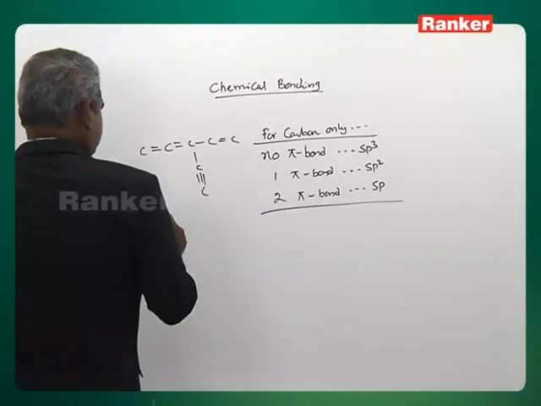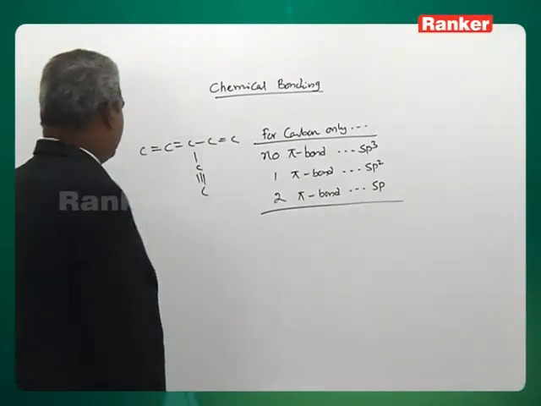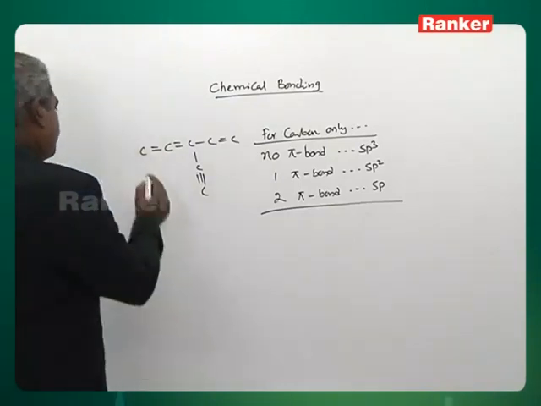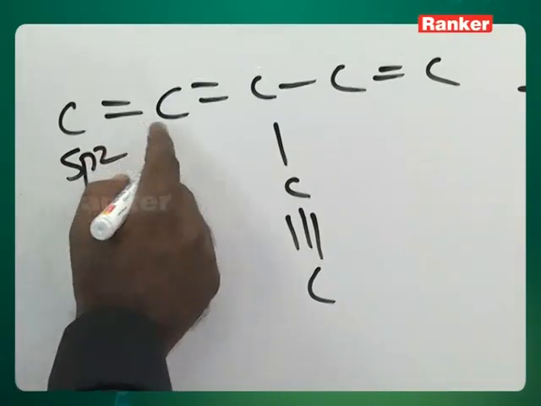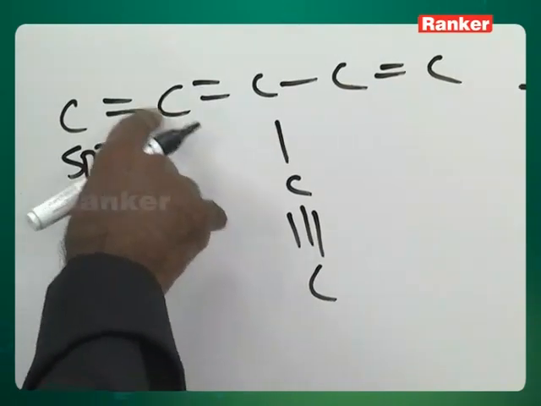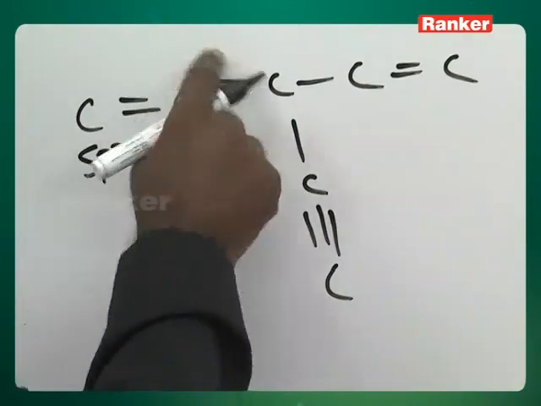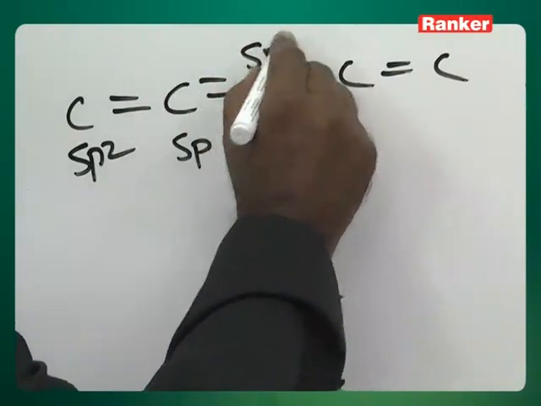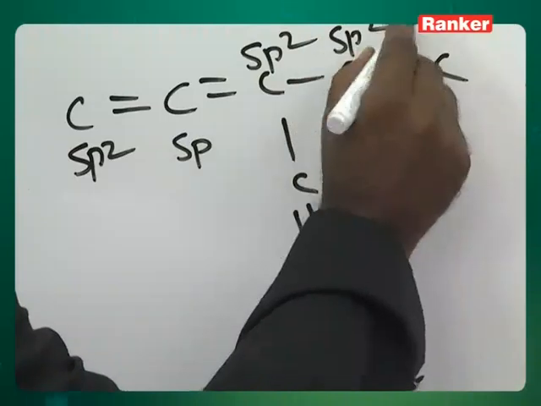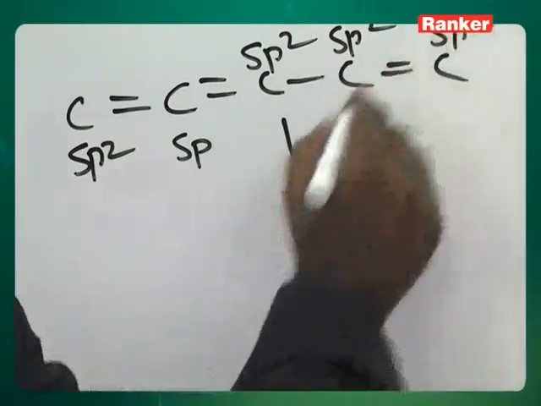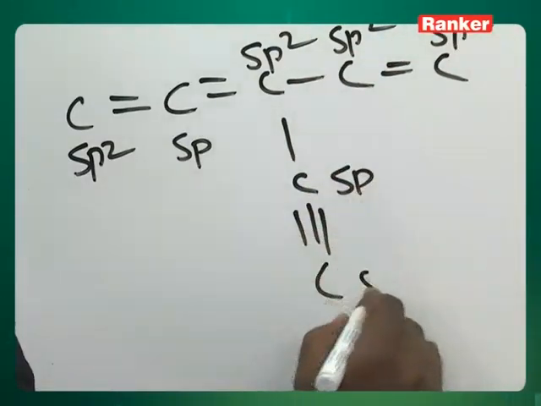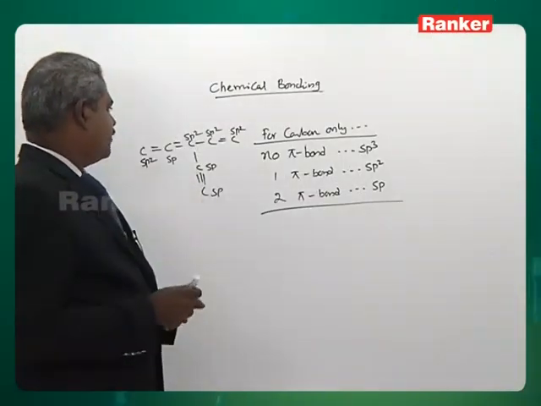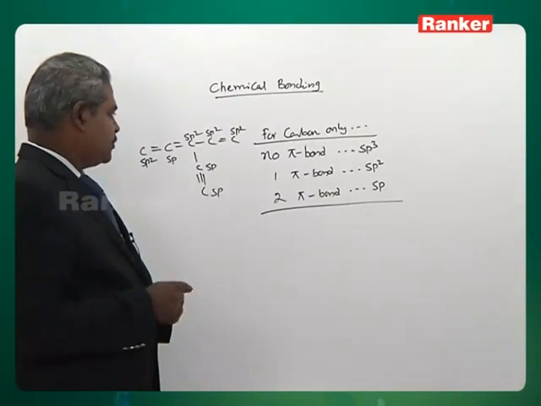Now, let us try to find out the hybridization of each of the following. What about this carbon? It has one pi bond, sp2. What about this carbon? This carbon has two pi bonds on either side, sp. One pi bond, sp2. One pi bond, sp2. One pi bond, sp2. Two pi bonds, sp. That's all. Whenever carbon is not forming a pi bond, it is sp3.